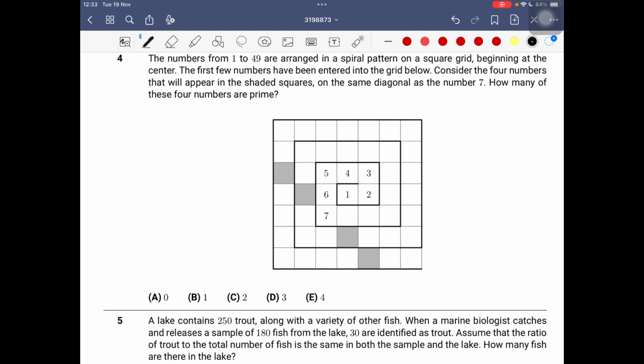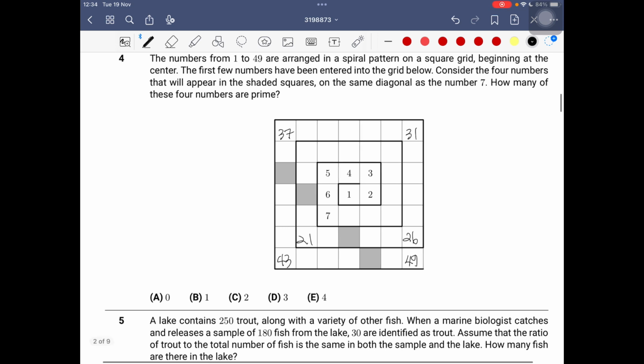Numbers from 1 to 49 arranged in a spiral pattern, and we put like this, and how many primes? So here 49, 1, 2, 3, 4, 5, 6, so here 43, 37, 31, and now 26, 21, 16, 11, and 4.